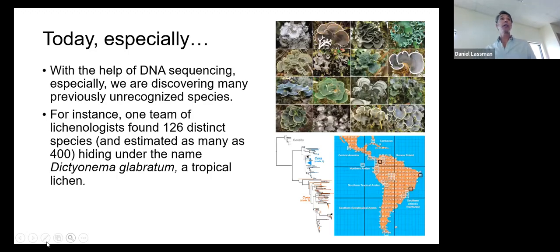So today, especially, we're using a lot of DNA to work out these problems. And we're recognizing, one, that there's just a huge amount of undescribed biodiversity. There's a whole lot of species and even genera that haven't been named. So for instance, this cute little shelf fungus, which is actually a lichen, was studied some years ago. And the people looking at its DNA found at least 126 different species under one name. And by their sampling method, which is depicted on this map of South America, they estimate it's probably more like 400 different species, all called Dictyonema glabratum. And theoretically, every one of those species should have its own binomial under Dictyonema. So there should be a whole lot more adjectives.